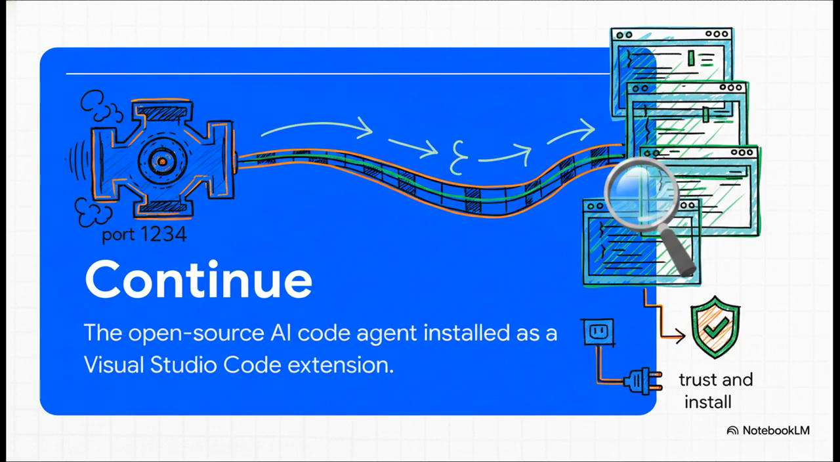In the search bar, look for an extension called Continue. Continue is this fantastic open source AI code agent. And the fact that it's open source, that is a massive win for privacy, making it the exact secure bridge we're looking for. Go ahead and hit install, and then verify it by clicking Trust and Install to officially add it to your VS Code environment.